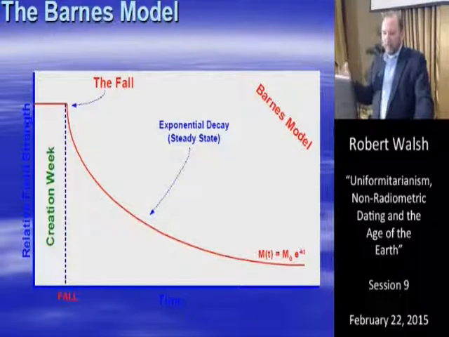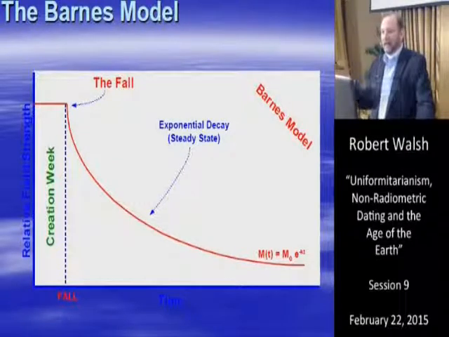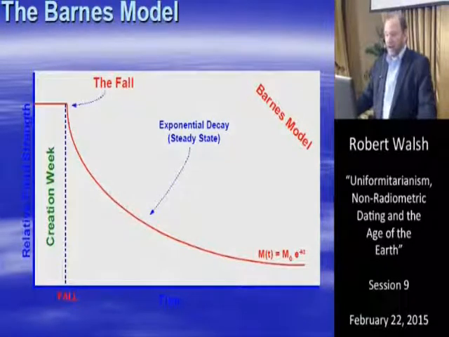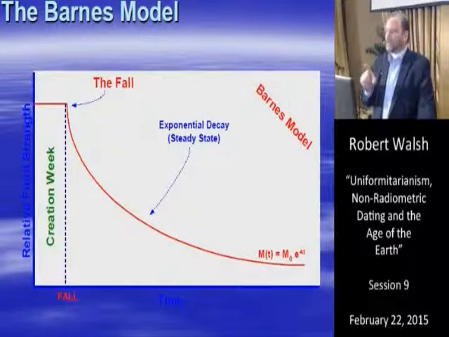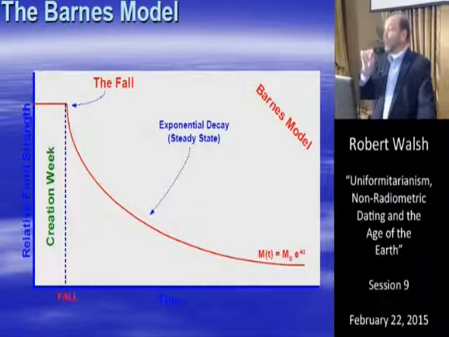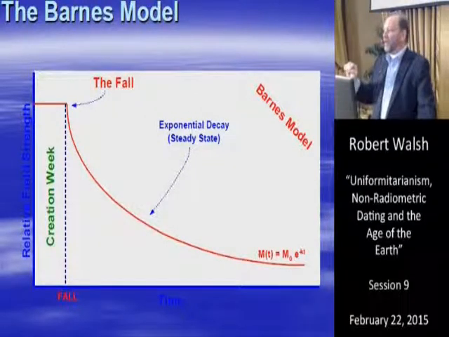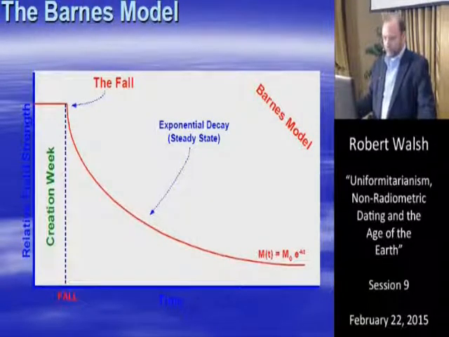So you can see that Barnes generated his model assuming that at the fall the magnetic field began to decay and that it decayed steadily until even today in an exponential fashion. Now what this exponential curve does is it tells us that it decayed very quickly in the beginning and then very slowly toward the end. So it's not decaying nearly as fast over time as it was right after the fall.